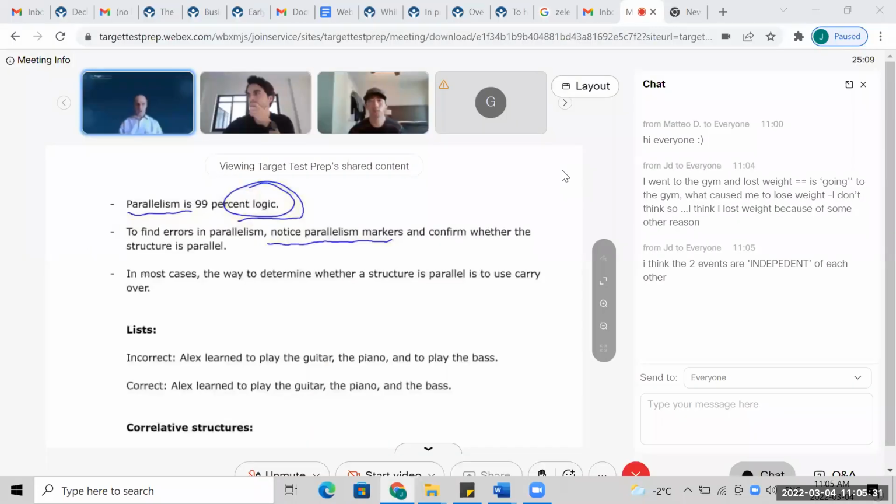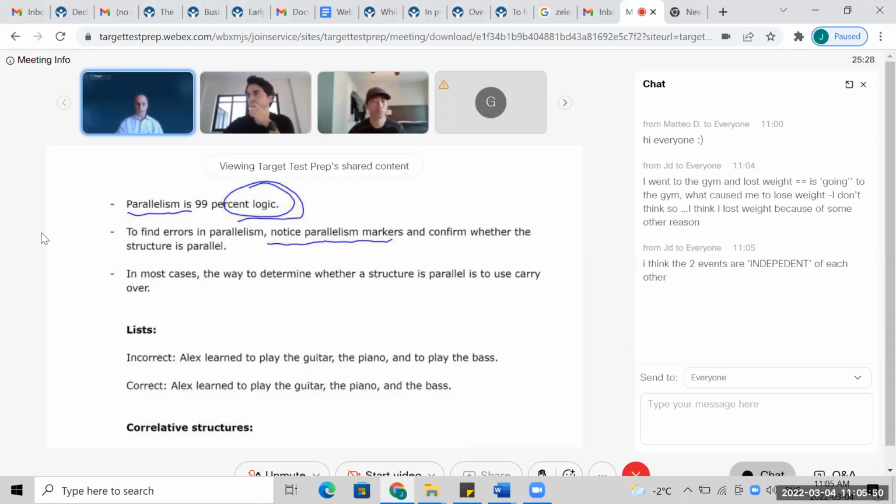And the main ones are the coordinating conjunctions, like and, but, or. If you see and in between two things, the two things have to be the same. You can't connect a noun and a verb with and. And we'll go over one more kind in a minute.